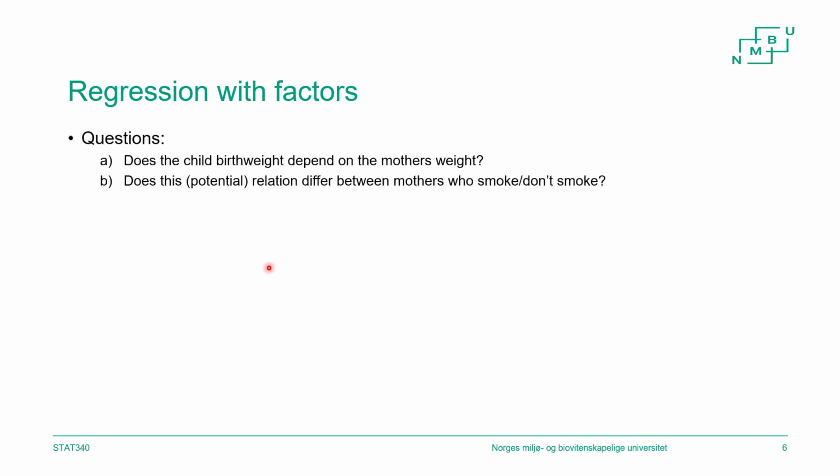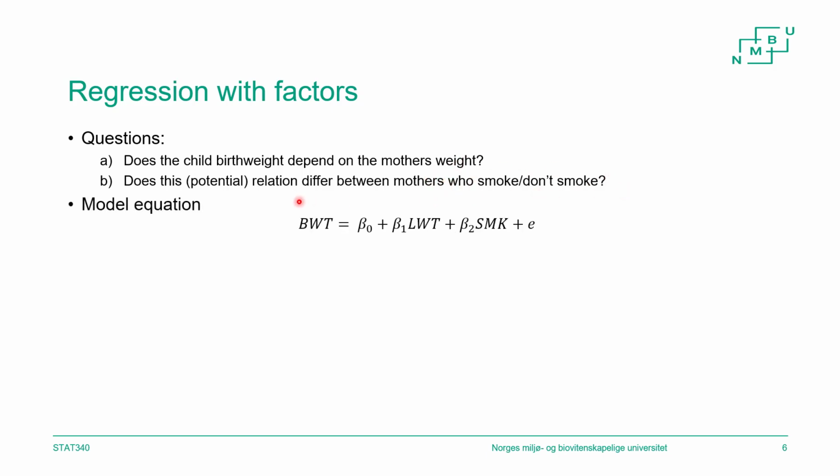So, regression with factor. The question: does the child's birth weight depend on the mother's weight? Yeah, this was what we asked last week. This is the regression problem, question you could say. But now we can also add this: does this potential relation differ between mothers who smoke or don't smoke? Because now we have this also as a variable here, right?